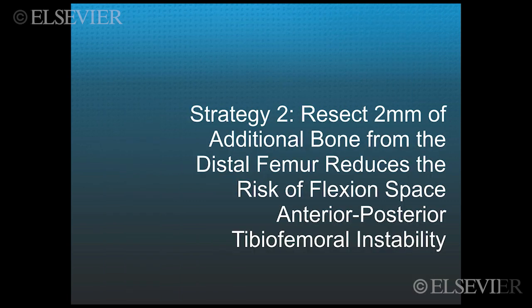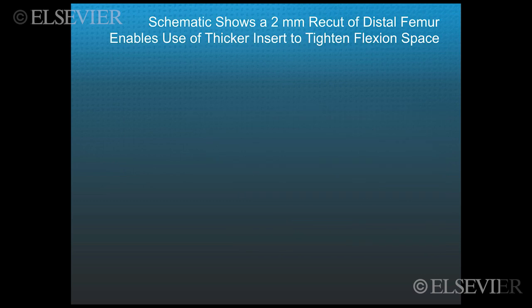So the second strategy is to resect a little bit more bone from the distal femur and then use a thicker insert. This can also reduce the flexion space AP laxity. So let's look at this schematic that shows how this recut is done, and it enables us to use a little thicker insert to tighten the flexion space without losing knee extension.